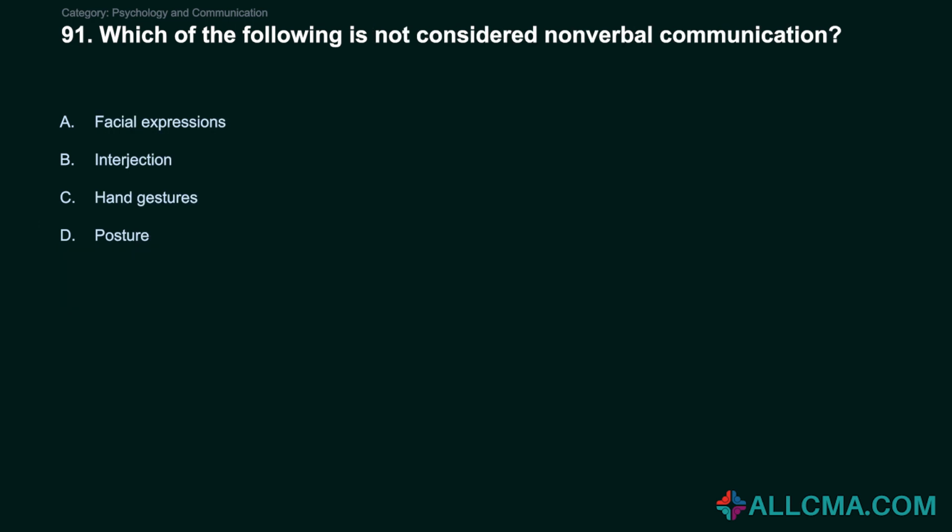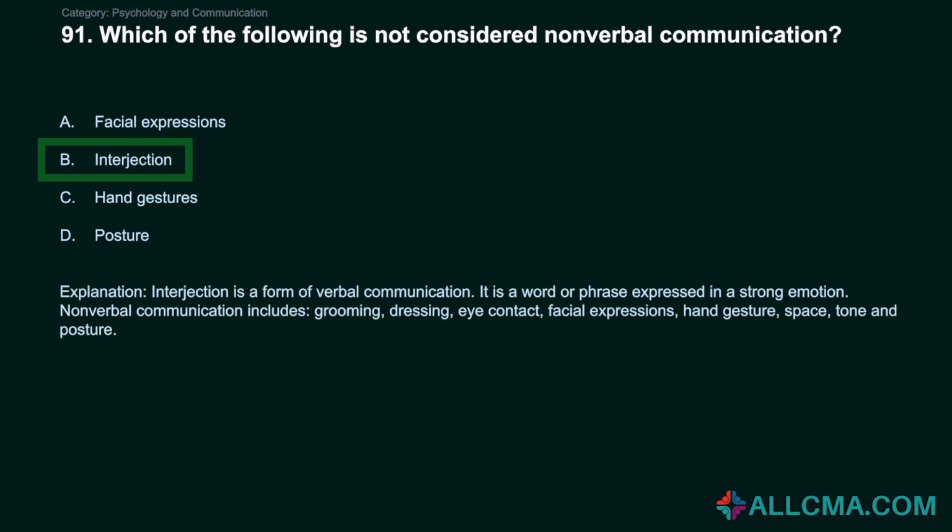91. Which of the following is not considered nonverbal communication? A. Facial expressions. B. Interjection. C. Hand gestures. D. Posture. Correct answer: B. Interjection. Interjection is a form of verbal communication. It is a word or phrase expressed in a strong emotion. Nonverbal communication includes grooming, dressing, eye contact, facial expressions, hand gestures, space, tone, and posture.